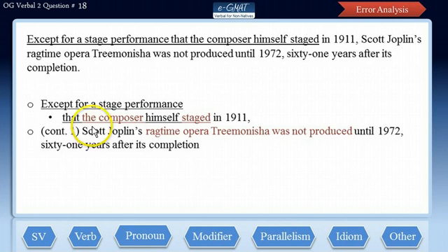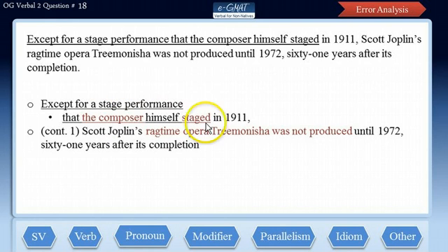Okay, in the underlined portion, the subject, the composer, makes complete sense with staged. So we do not have any subject-verb pair error here. Also, in the non-underlined portion, the verb was not produced is written in the simple past tense, and it is logical because the sentence talks about events that took place in the past. So the use of staged in simple past tense in the underlined portion also makes sense. So we do not have any verb error here.